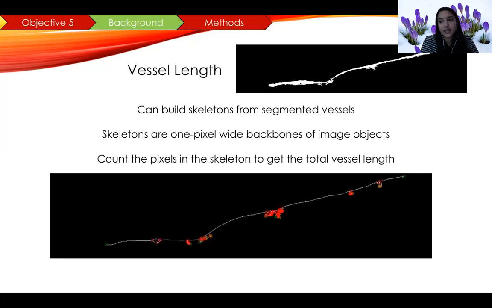We can first build a skeleton from the segmentation to start the automated complexity analysis. Skeletons are 1 pixel wide backbones of image objects. Displayed is a lymphatic vessel skeleton with endpoints marked in green and branch points marked in red. One measure of interest for lymphatic vessels is vessel length, which can measure lymphatic regression. Lymphatic regression is where the vessel grows shorter in length over time, usually with age. The vessel length is calculated as the total number of pixels along the skeleton, as the skeleton is 1 pixel wide.